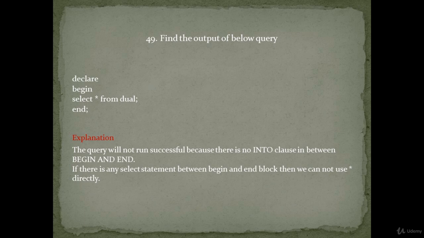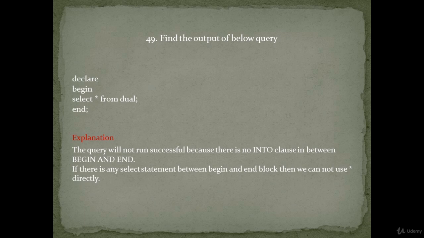Declare, begin, select star from dual, and what will be the output? This is a simple query: select star from dual, which is in the execution section of a PL/SQL block. What will be the output? The query will not run successfully because there is no INTO clause between begin and end.